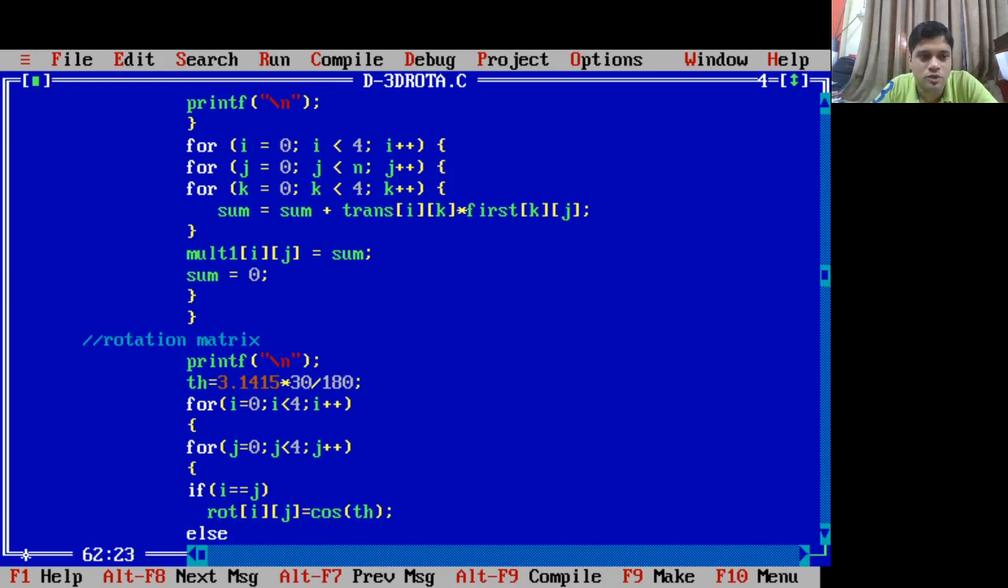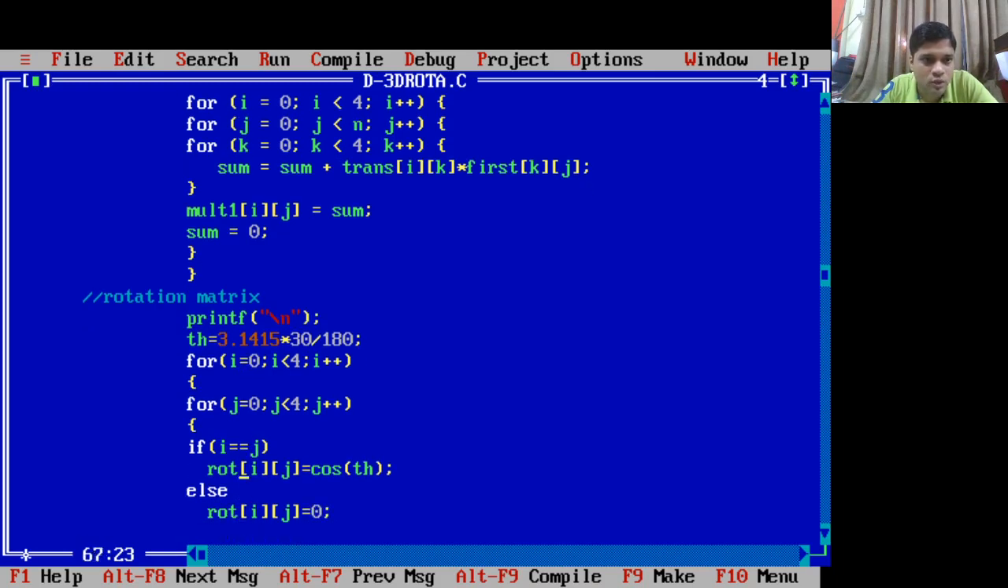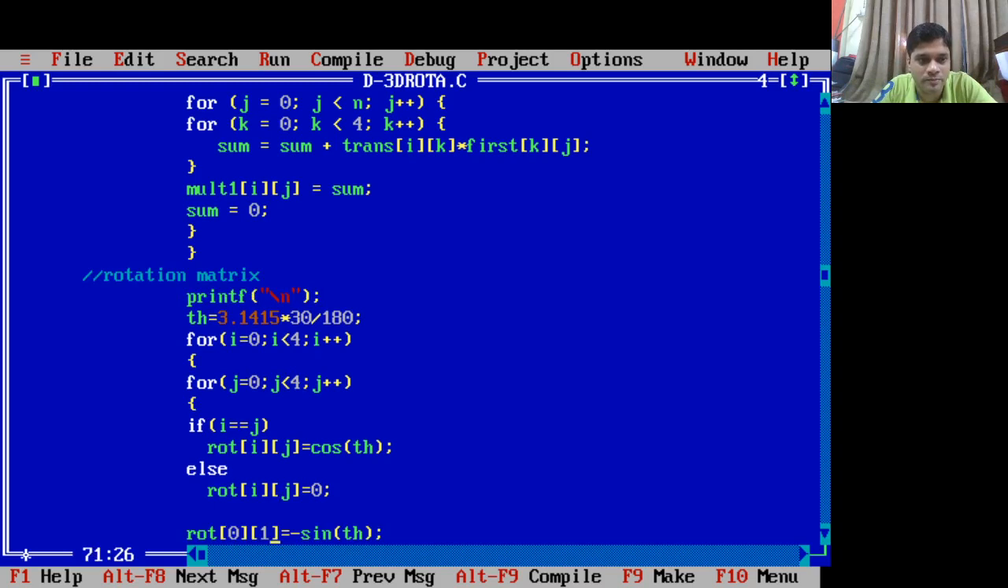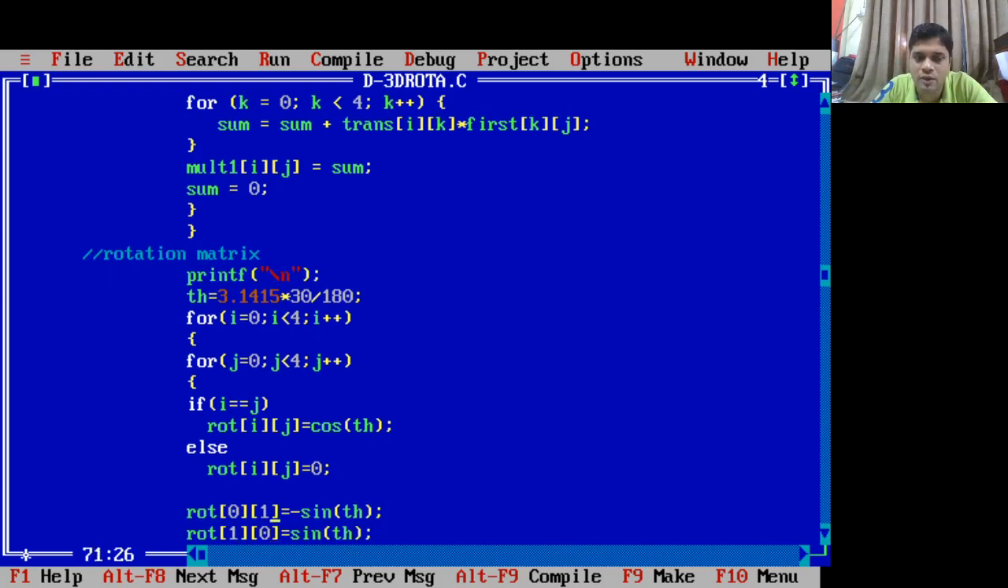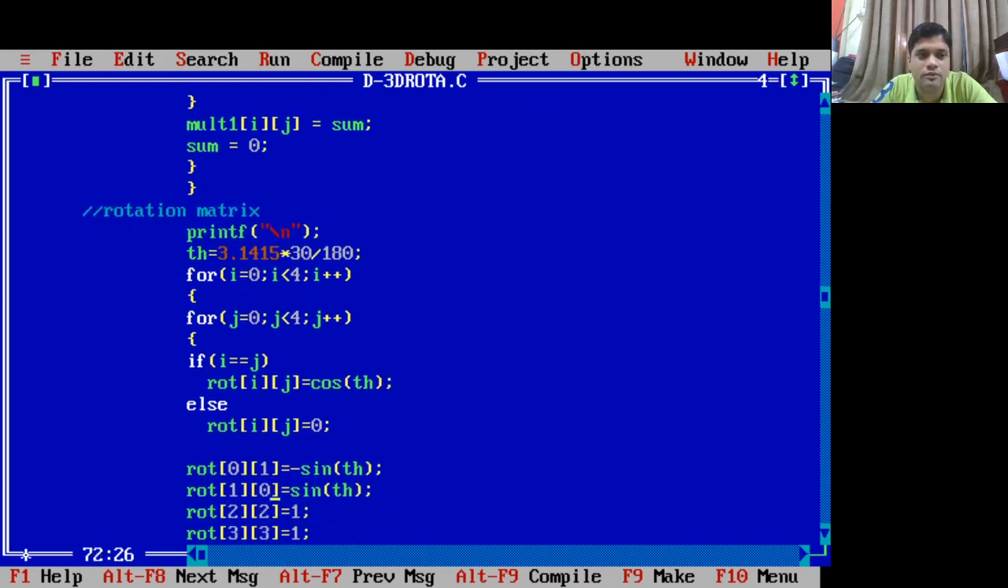Then I am carrying out two for loops to represent the matrix. Wherever i equal to j, I make rotation of i j as cos theta. So at all diagonal locations the values become cos theta, and at all other locations the values become zero. Now I have to replace the zeros at these locations. Remember, the matrix is cos theta, minus sin theta, 0, 0; sin theta, cos theta, 0, 0.